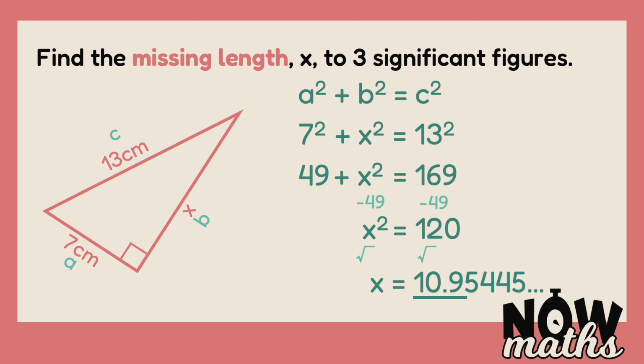We round after the 9. After the 9 is a 5, which tells us to round up, so this decimal rounds up to 11.0 centimetres. So our missing length x is 11.0 centimetres to 3 significant figures.